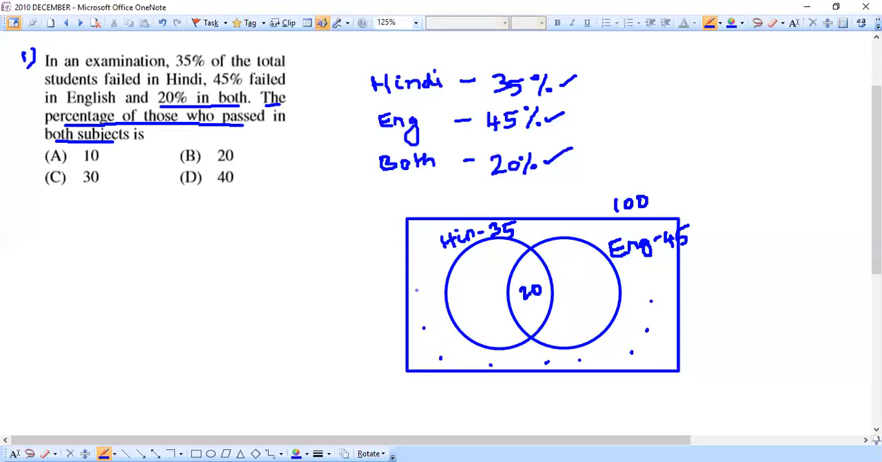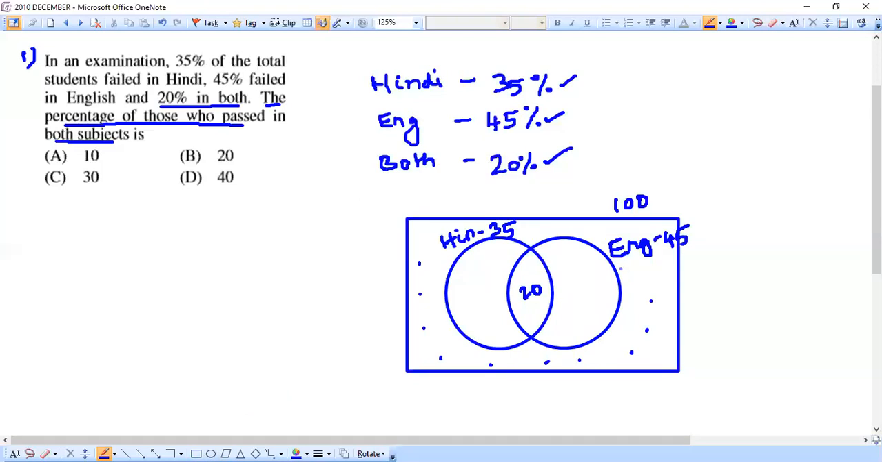See, we have this big box here. Inside that box, we have two circles, but those two circles stand for the Hindi failures and English failures. So where can we find the pass members? We can find the pass members outside these two circles. That is, these dotted portions are there, right? All those people, this region, represents the pass members. So how many are the pass members? This is what we have to calculate.